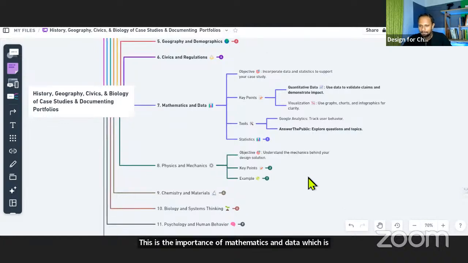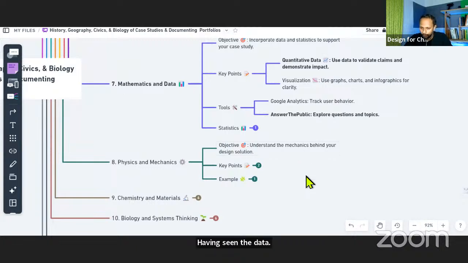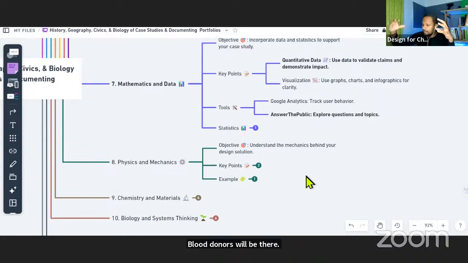Next comes physics. Having seen the data, you need to understand the mechanics behind this particular solution. Maybe your solution could have a physical part. Maybe your solution could have multiple systems in it. Let's say a very classical example people have given me is a blood donation management system. The system is a very highly mechanized system. Blood donors will be there, storage will be there, hospital will be there, a receiver will be there, screeners will be there, doctor will be there.